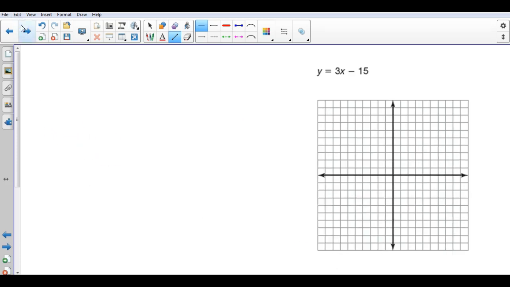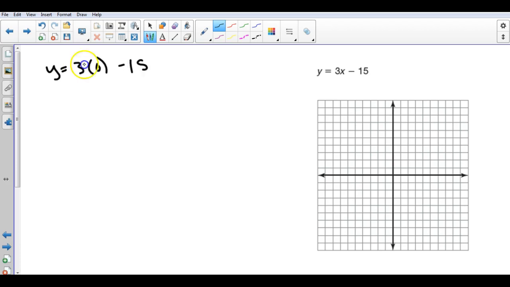Here's one more of those. Notice this is in slope-intercept form. So I'm going to solve this same way. Let's find our intercepts. I know that in order to find my y-intercept, I'm going to substitute 0 in for x. And my y-intercept is the point 0, negative 15 then. So 0 for x, I get negative 15 for y. And then to find my x-intercept, I'm going to substitute 0 in for y.